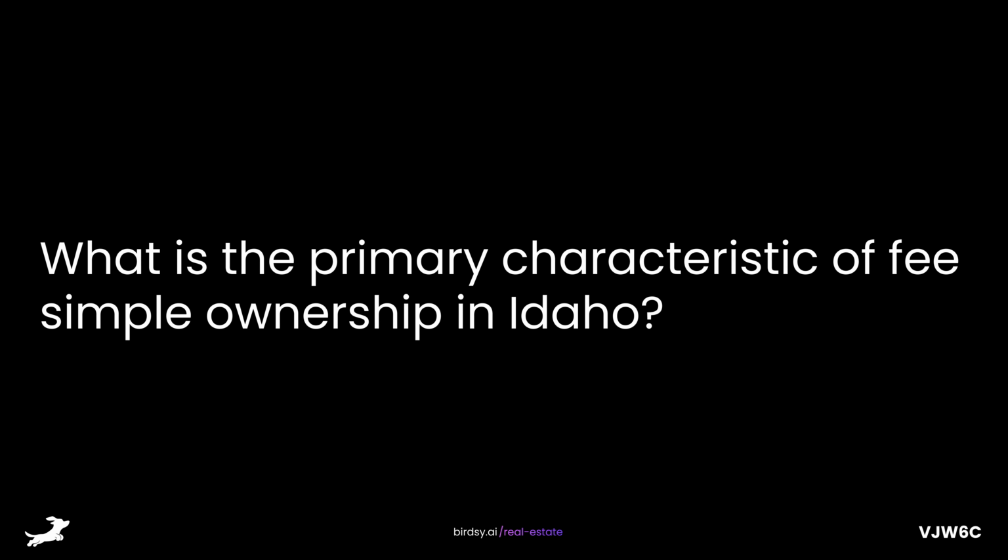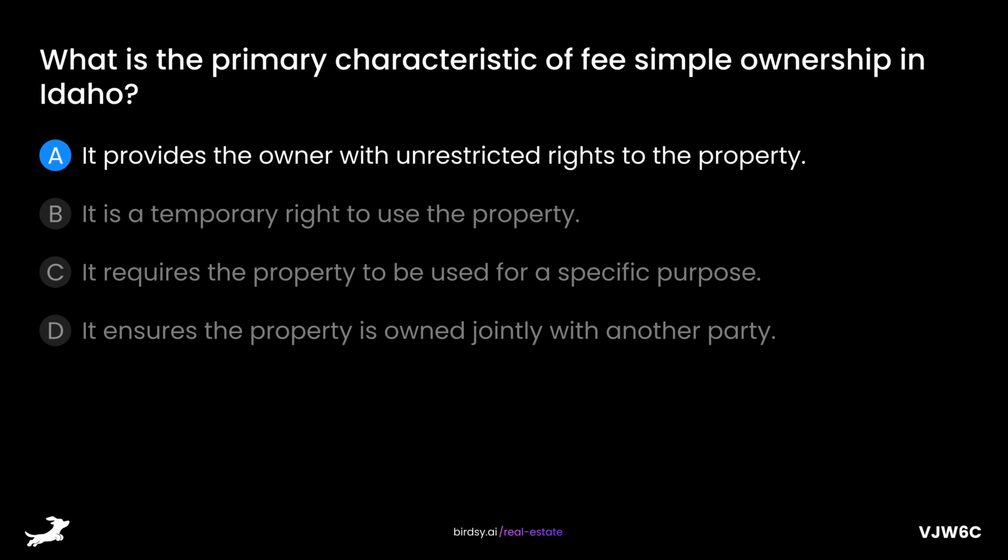What is the primary characteristic of fee simple ownership in Idaho? Is it A, it provides the owner with unrestricted rights to the property, B, it is a temporary right to use the property, C, it requires the property to be used for a specific purpose, or D, it ensures the property is owned jointly with another party? The answer is A. It provides the owner with unrestricted rights to the property.